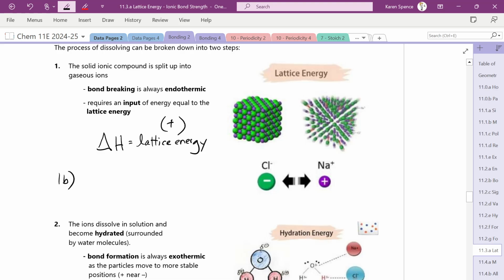Now, to be honest, I'm going to say there's a step 1B as well. You also have to split apart the solvent molecules. You have to make space between the solvent molecules.